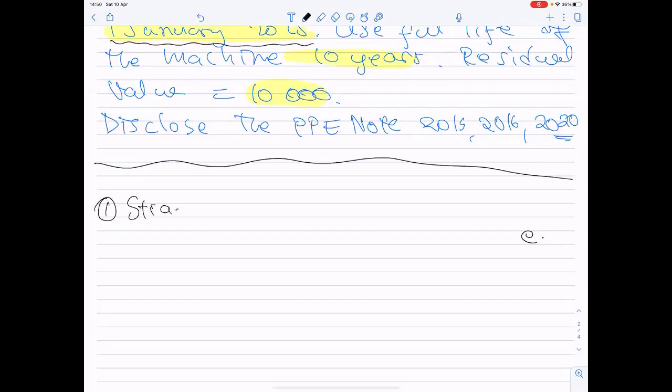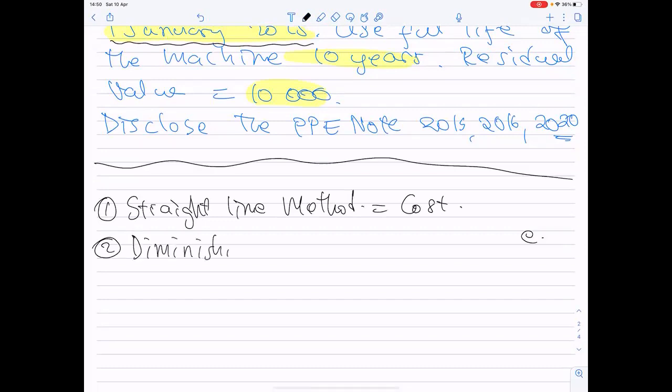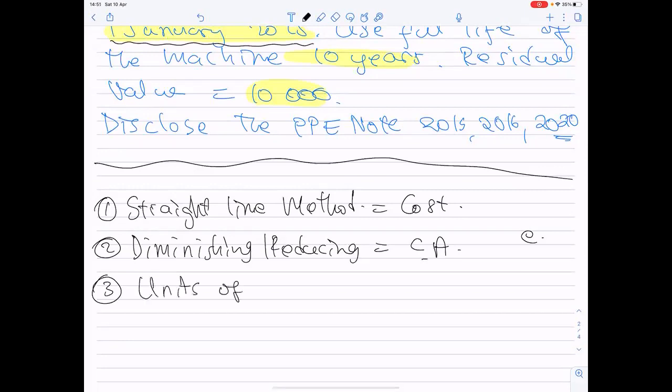We have, number one, the straight line method. Under the straight line method, depreciation is charged on the what? On the cost. Number two, we have the diminishing or reducing balance method, where depreciation is charged on the carrying amount. Are we together? Then we can have the units of production.